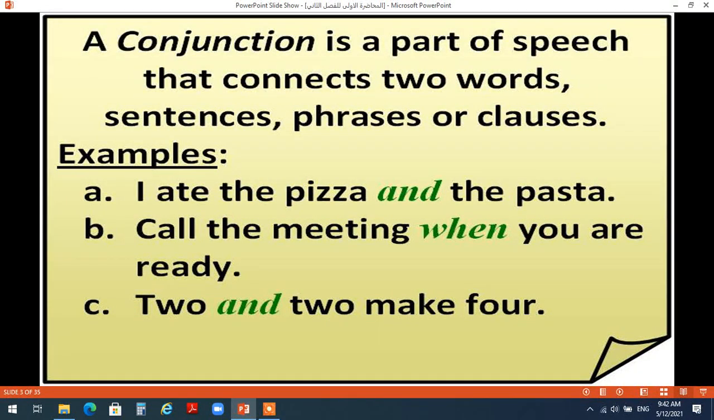First of all, we need to give some basic definition of the term conjunction so as to have a clear picture of what this term means. A conjunction can be defined as a part of speech that connects two words or sentences or phrases or clauses.